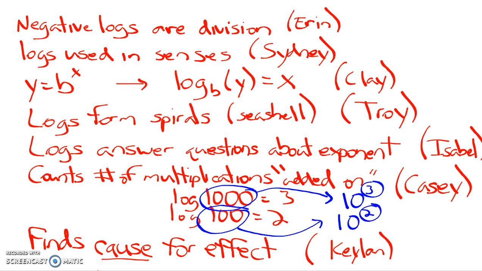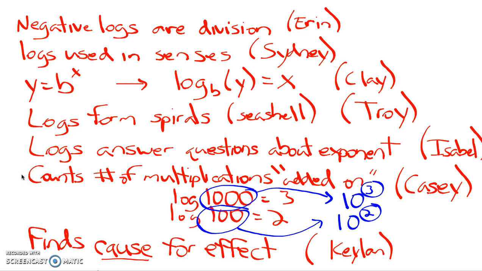I should see lots more in the Schoology discussion from you, but here are some observations made in a class I had last semester. Erin saw that negative logs are division, and Sydney saw that logs are used in senses. Clay found the conversion from an exponential function to a logarithmic function, which is something that you'll learn how to do today. Also, logs form spirals of a seashell, so they appear in nature. Logs answer questions about the exponent.